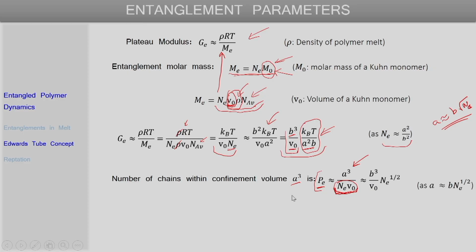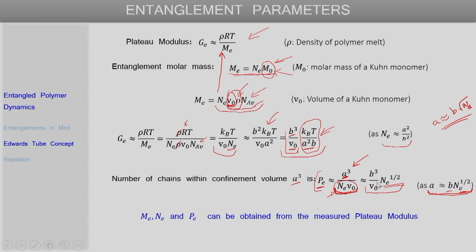volume A cube. Previously we discussed that A is given by b times the square root of Ne. If we substitute that, then instead of A cube we get b cube Ne to the power 3 by 2, and since we have an Ne in the denominator, that will cancel, and we get b cube over V naught Ne to the power half. So that is the expression for Pe that we get.